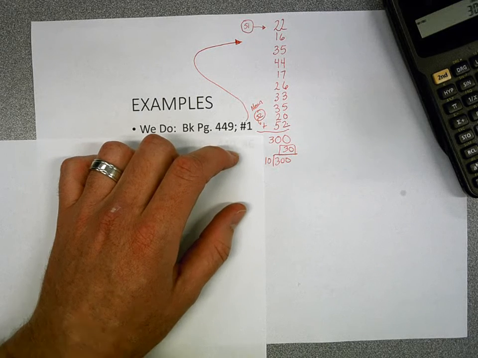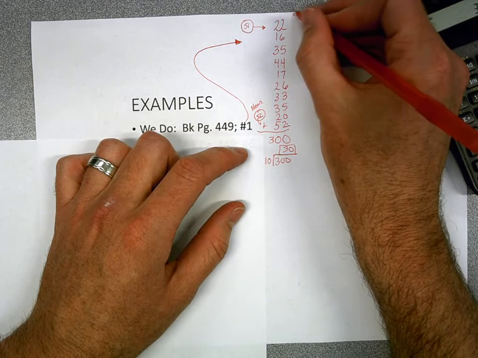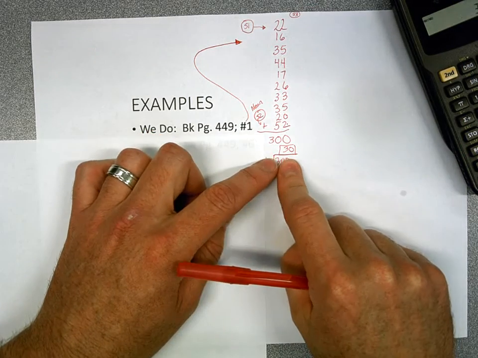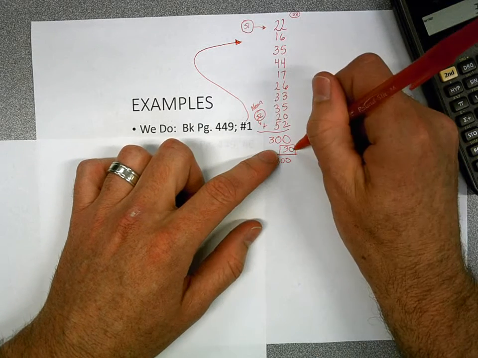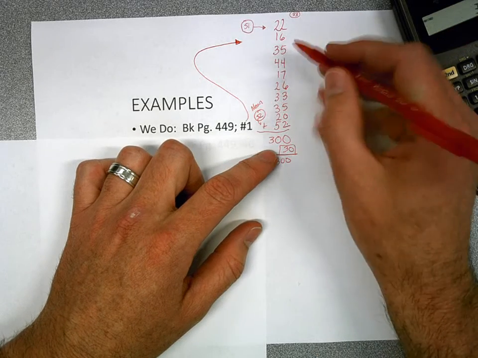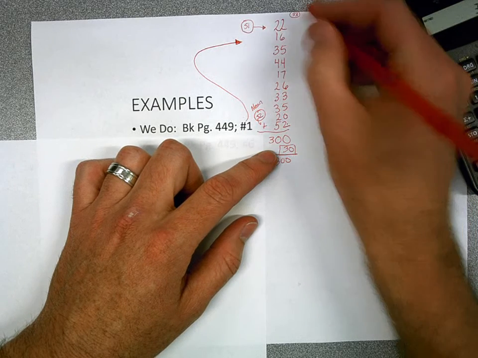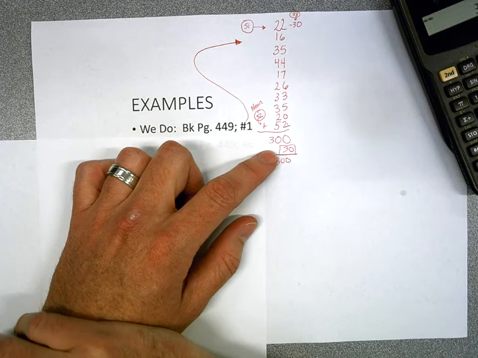Okay, so here we go. Step 3. What we want to do is we have the mean. We want to find the distance between this and every single one of these. So all we're doing here is subtracting by 30.